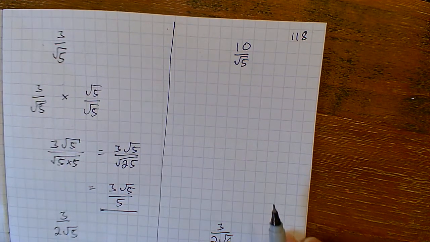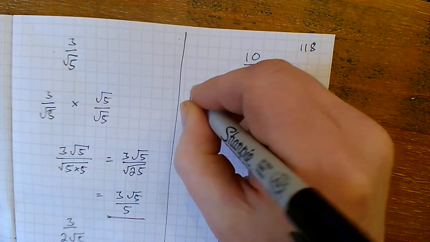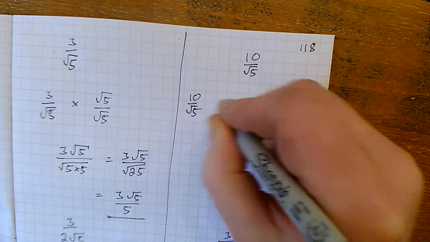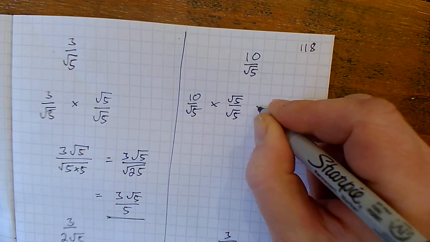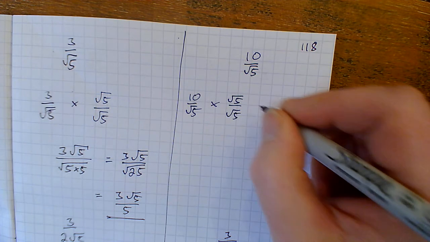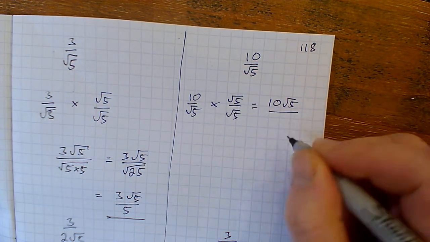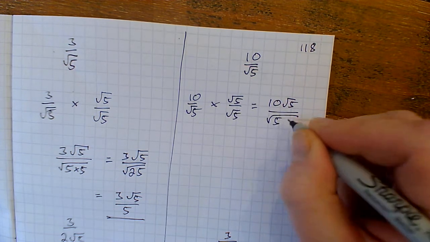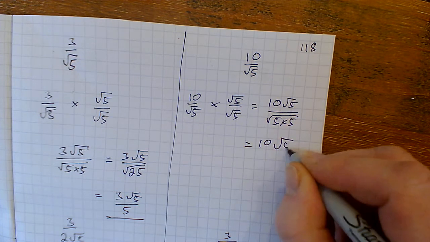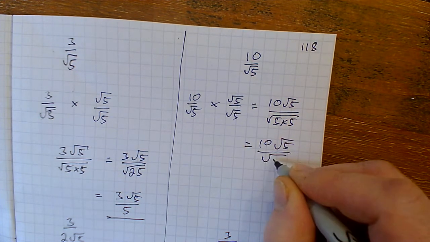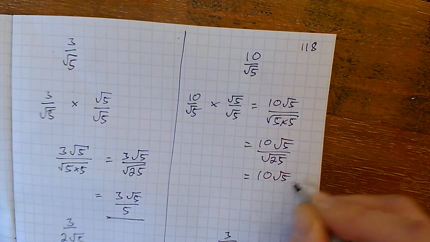Okay, welcome back. I suspect you won't pause for very long because these are quite simple. 10 over root 5 multiplied by root 5 over root 5 is what you're going to do. That gives me 10 root 5 over the square root of 5 times 5, which gives me 10 root 5 over the square root of 25, which gives me 10 root 5 over 5.